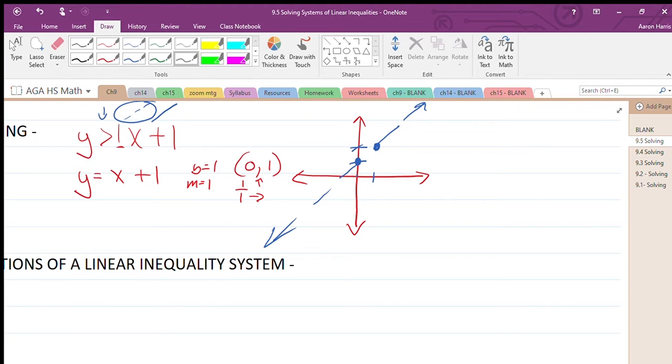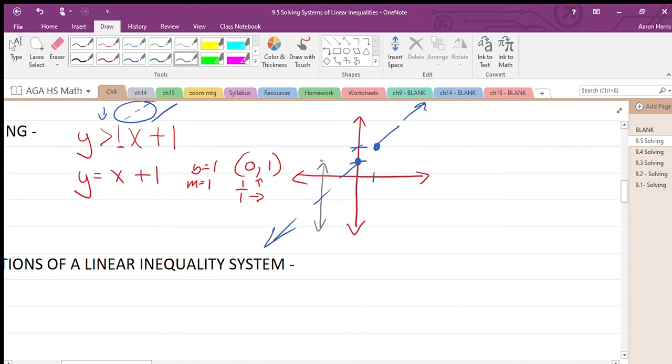So let's talk about shading. Draw yourself a vertical line on your newly formed line. So here's the blue line. I'm going to draw a vertical line on it. Okay? And this will make your life really simple now.